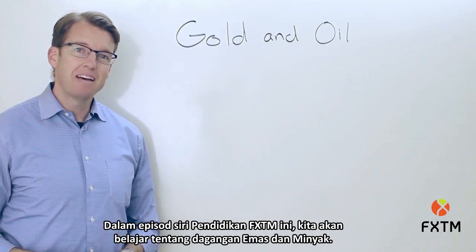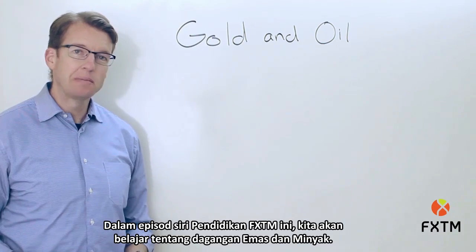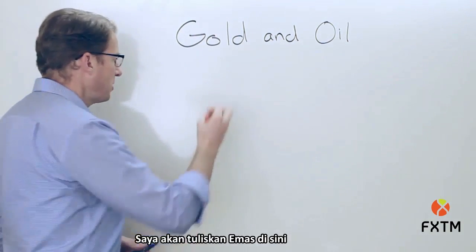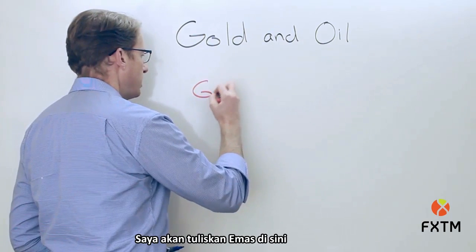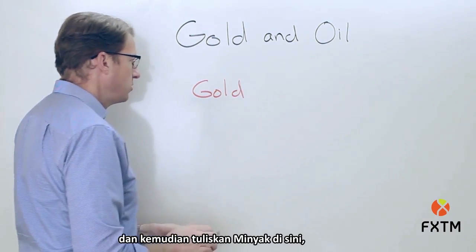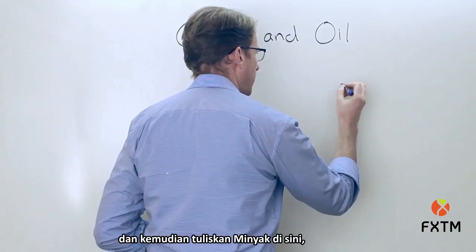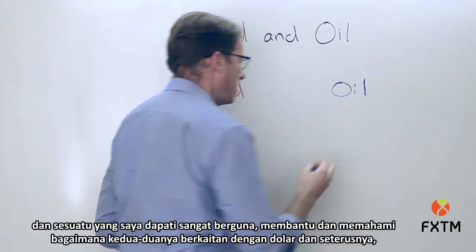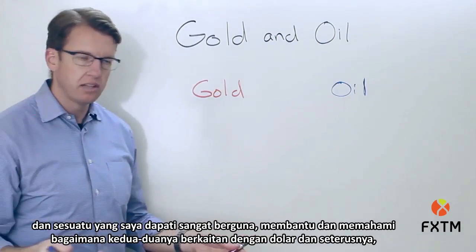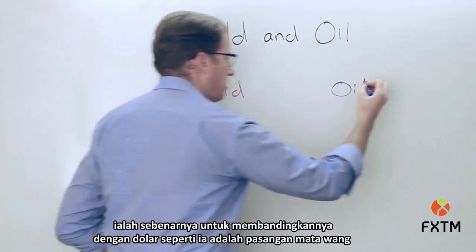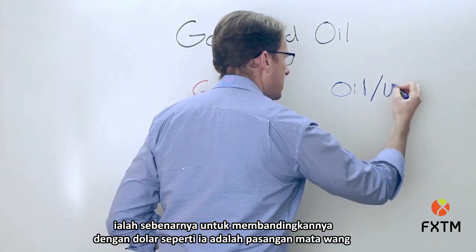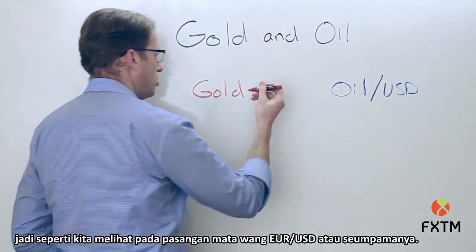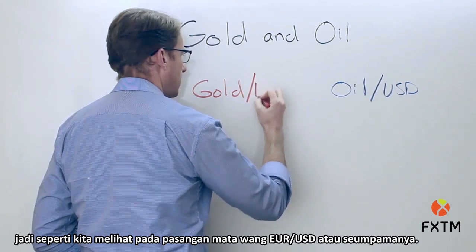In this episode of the FXDM educational series, we're going to be taking a closer look at trading gold and oil. Now, what I'm going to do is write down gold over here, and then we'll write oil over here. Something that I find very useful in understanding how these two relate to the dollar is to compare them to the dollar as if they were a currency pair, as if we were looking at the euro-dollar currency pair or something like that.